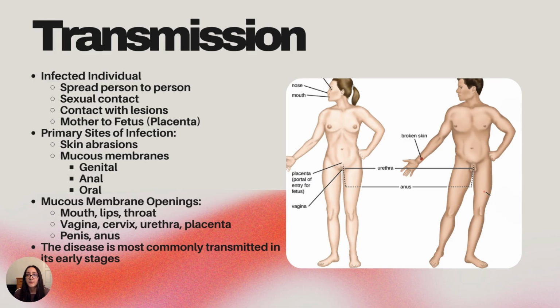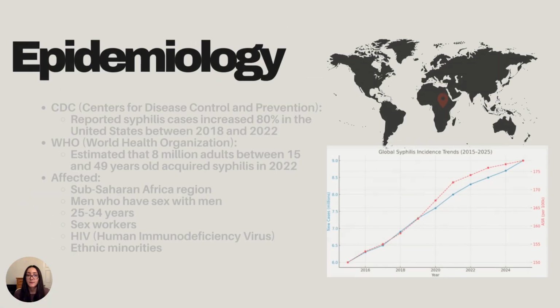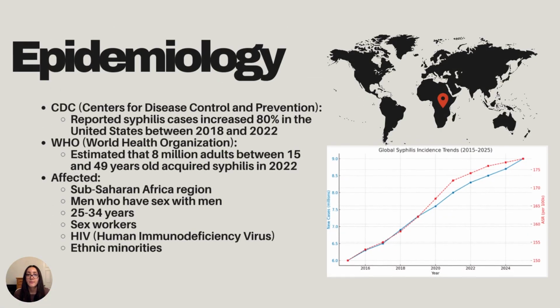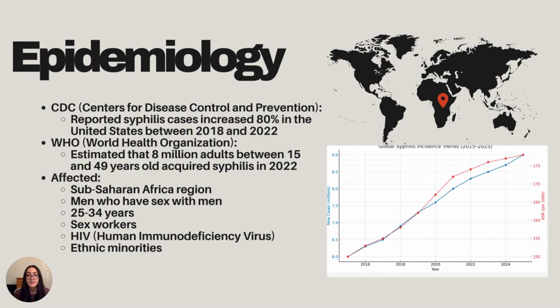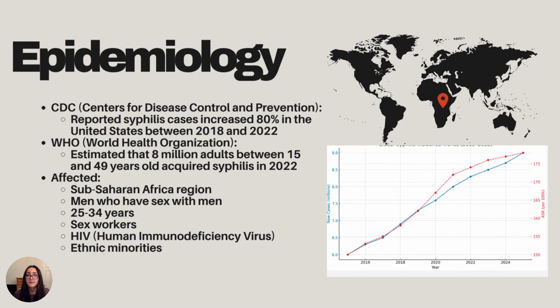It's important to note that syphilis is most commonly transmitted during its early stages when the infection is highly active and contagious. So according to the CDC, reported syphilis cases in the United States increased by 80% between 2018 and 2022. And globally, the World Health Organization estimates that around 8 million adults aged 15 to 49 acquired syphilis in 2022.